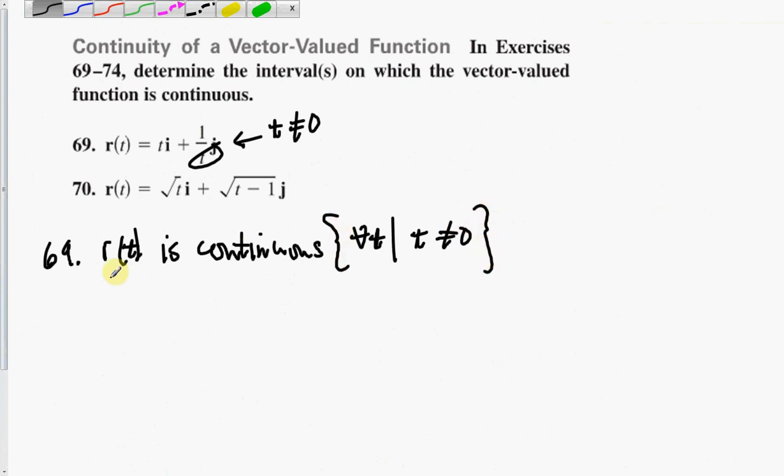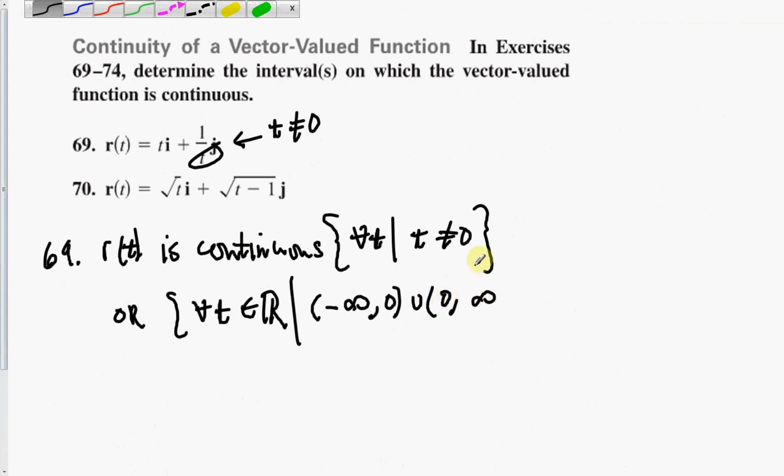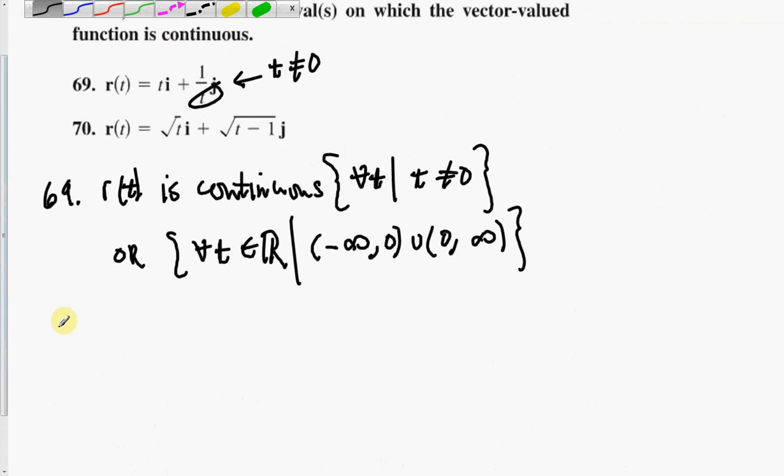Now, a different way you can write that, you can say that we have the set of all t, obviously real, such that t goes from negative infinity to 0, open, union with 0 to positive infinity. Or you can just say t is not equal to 0. Okay, number 70.